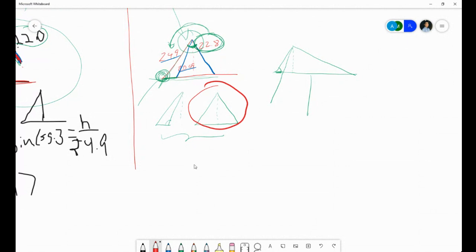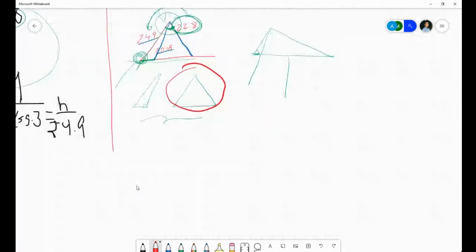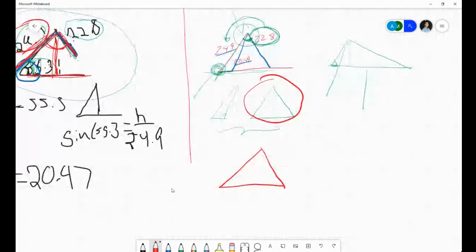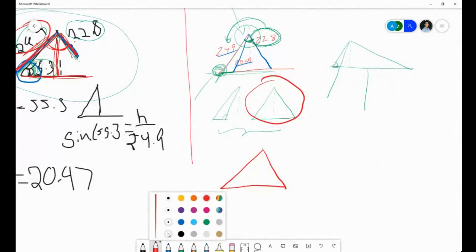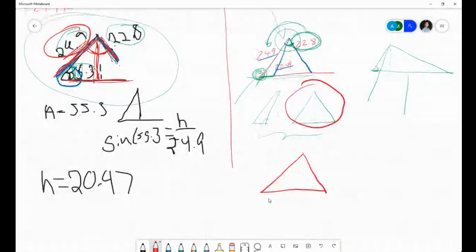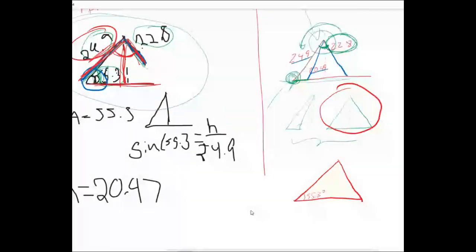So here we're going to redraw this triangle and let's label it. All right, so we know the angle is, forgot the angle. What is it? 55.3 degrees. Let's zoom out a little bit.